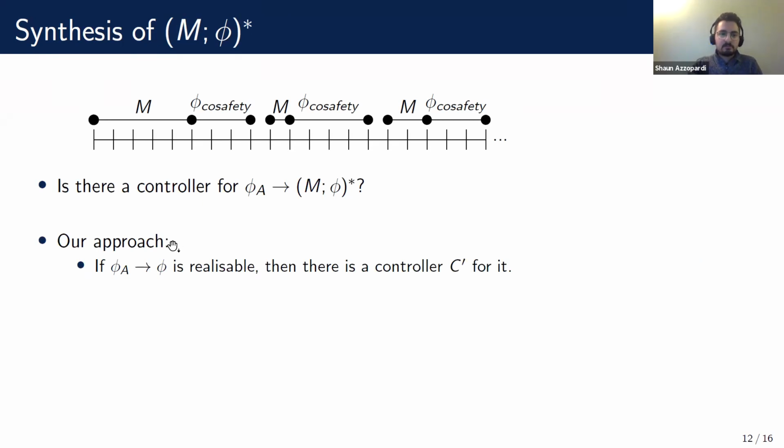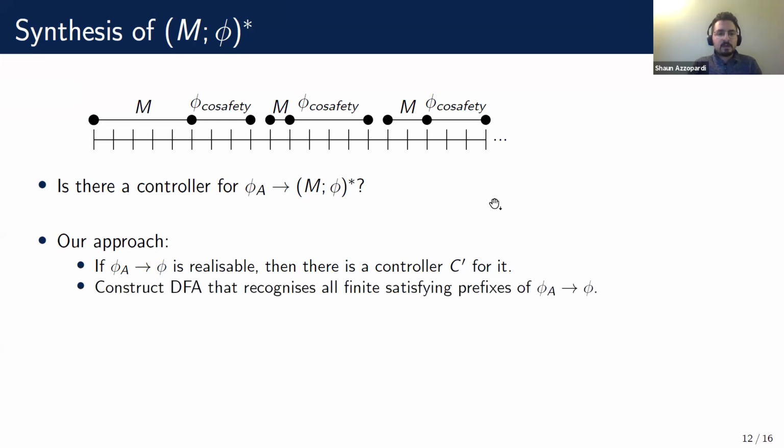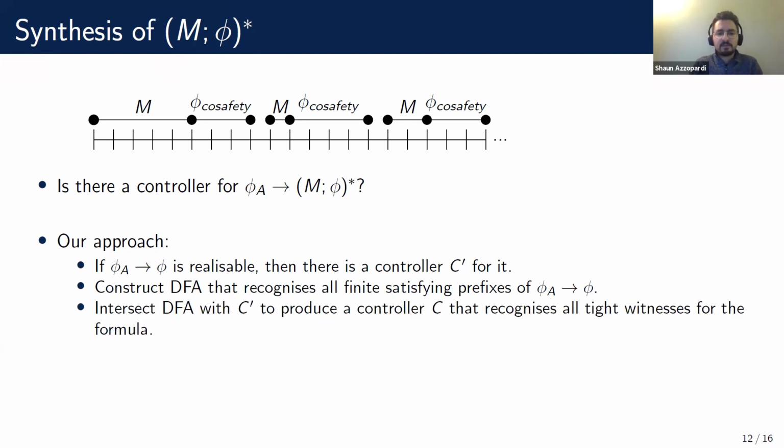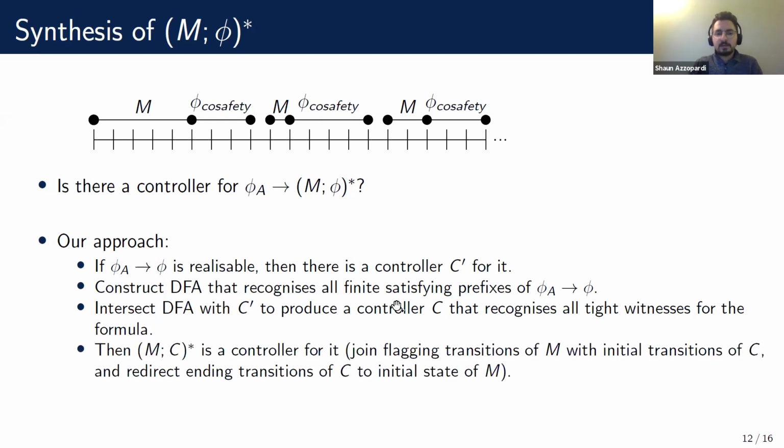Here, we start by using the usual methods, producing a controller that has no final states for this expression, stripping away the monitor. We construct a deterministic finite state automaton recognizing all the finite satisfying prefixes of this formula, and this construction is also exponential. And we can simply intersect the automaton constructed with the controller. By identifying the final states in this DFA, in this intersection, we can set them as final states in this intersection, and so we recognize all the tight witnesses for this formula. And then we can simply join them in this fashion to produce a controller. So that will look something like this.